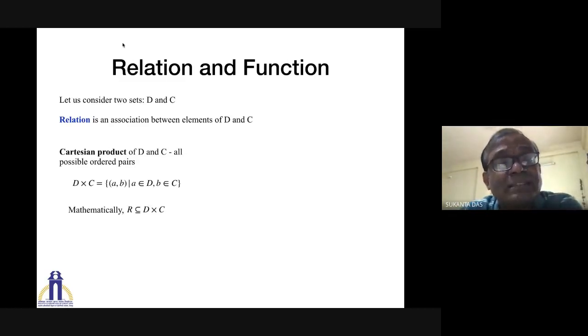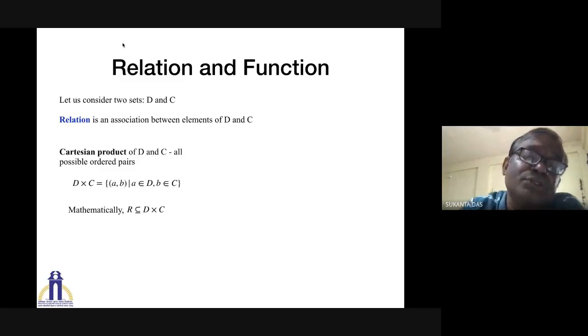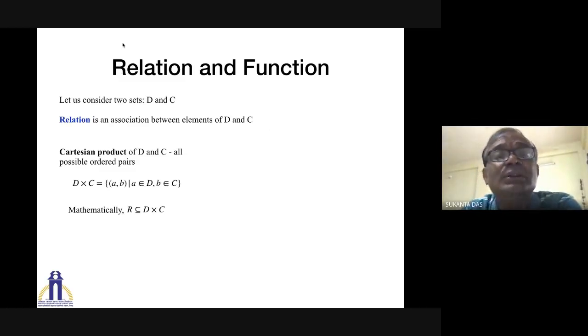And so mathematically, we can say that R is a subset of D cross C. See how I defined it as an association between elements of D and C, right? So I'm taking some elements of D and some elements of C. So I'm getting one association. So it becomes a subset of D cross C, where D cross C is the association of all elements actually, or the set of all ordered pairs. So R is a subset of D cross C.